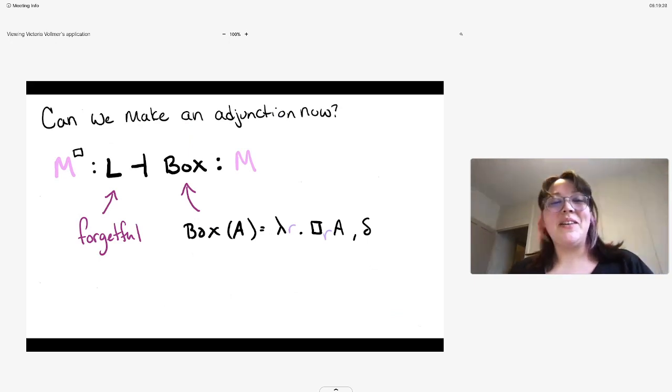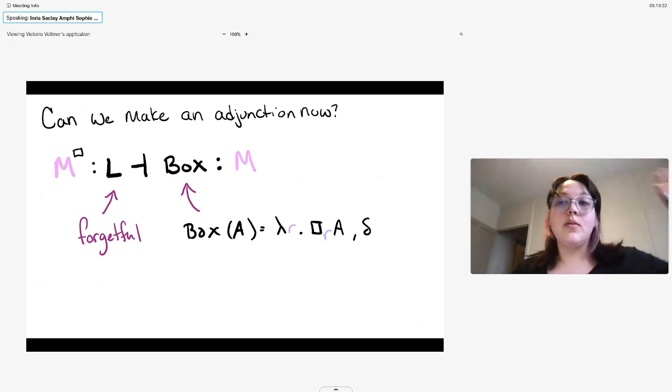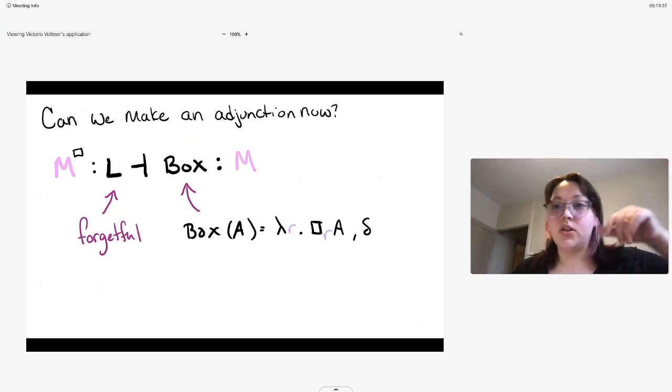Okay, so we want to think about now that we have this structure of a comonad, we have one side of this adjunction. Maybe we can just do the adjunction as is.